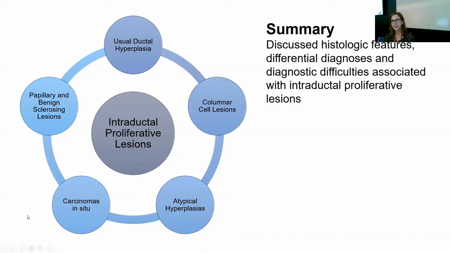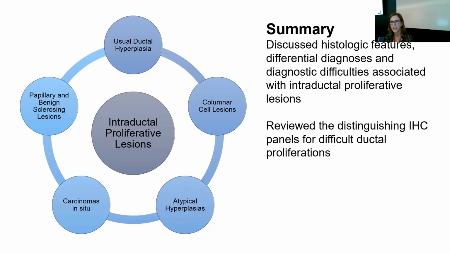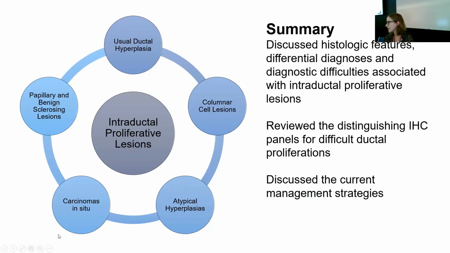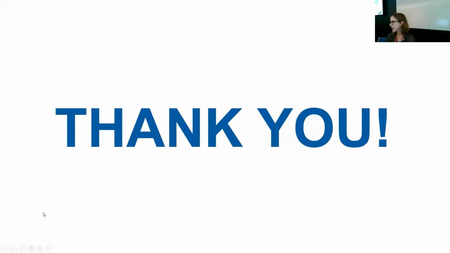So to summarize, I've discussed the histologic features and differential diagnosis, as well as diagnostic difficulties associated with these intraductal proliferative lesions. We've looked at the different distinguishing immunohistochemical panels for these difficult ductal proliferations, and discussed the current management strategies. So with that, I will close and we can have a discussion.